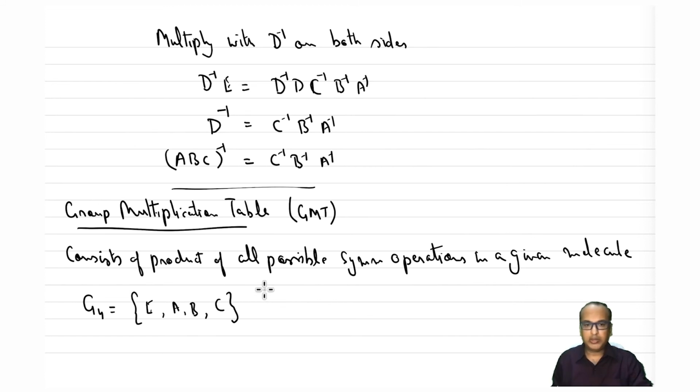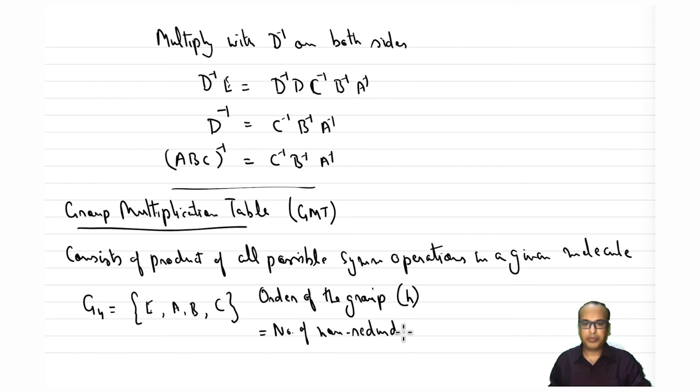Okay, so let's also define order at this point. The order of the group is denoted by small letter h, and it is equal to the number of non-redundant symmetry operations in a particular group. That will be called the order of the group.